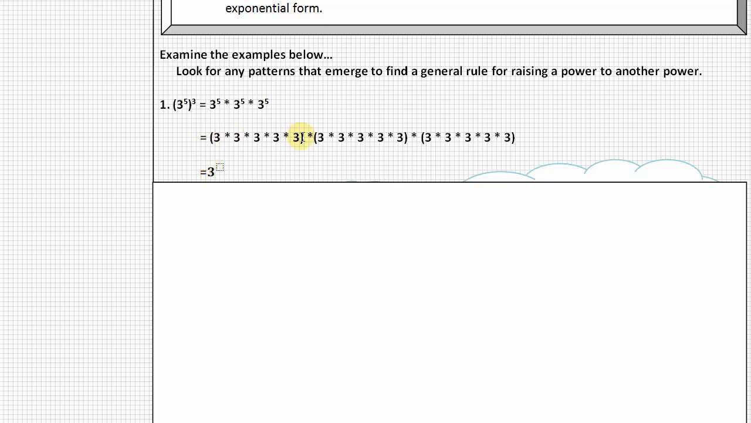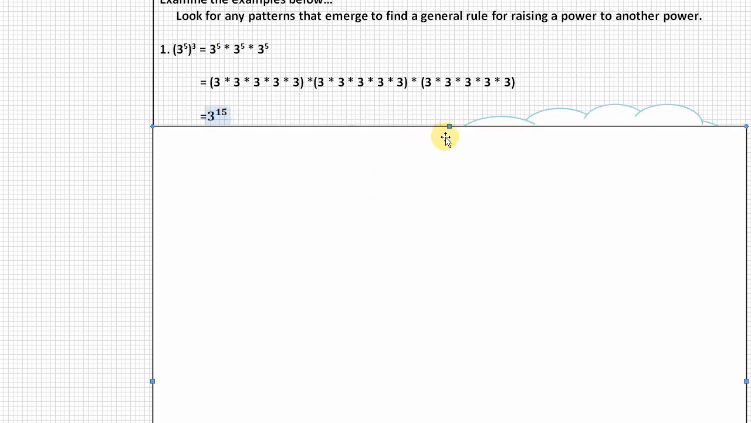Well, we have 5 3's, and then 5 more making it 10, and 5 more making it 15, so we have 15 3's being multiplied all together, so it becomes 3 to the 15th power. Let's take a look at another.